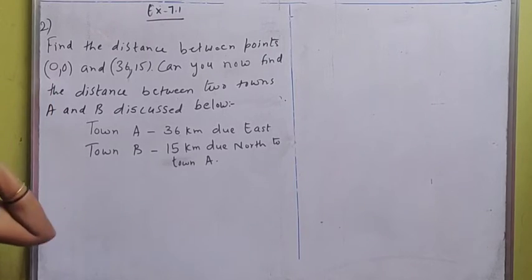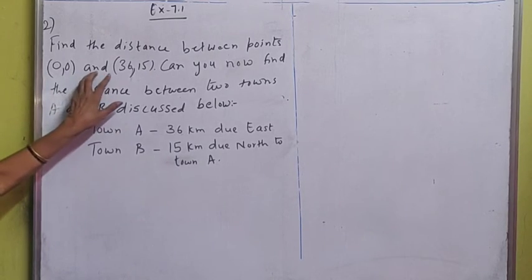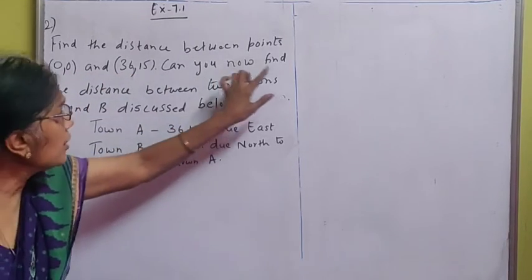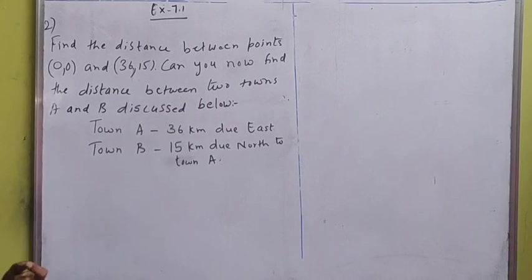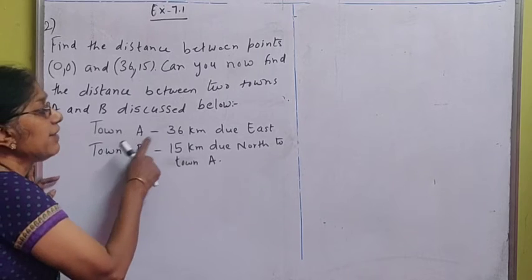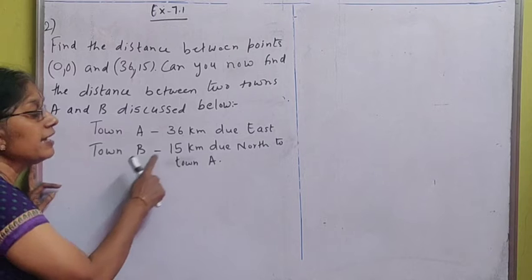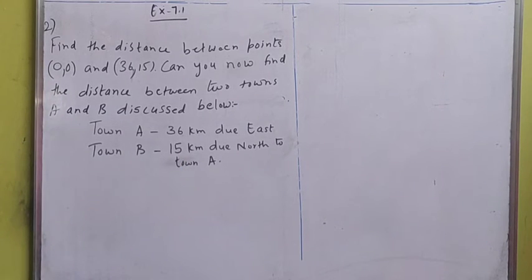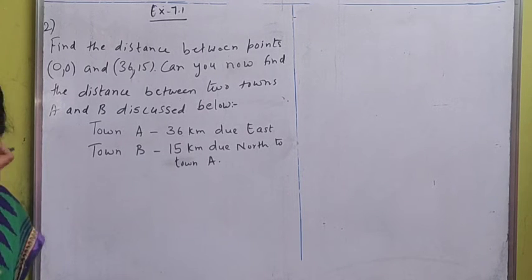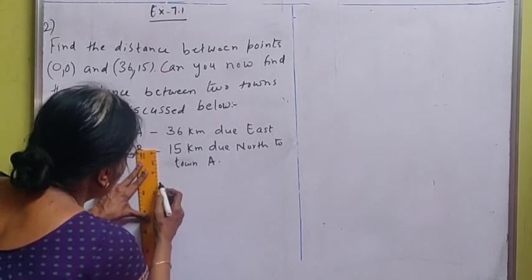Let us see the second sum, what is given. Find the distance between points 0, 0 and 36, 15. Can you now find the distance between two towns A and B discussed below? What is given? Town A is 36 km due east. Town B is 15 km due north of town A. So when we are showing the towns, you should be very careful regarding the directions. So first we will take the direction.